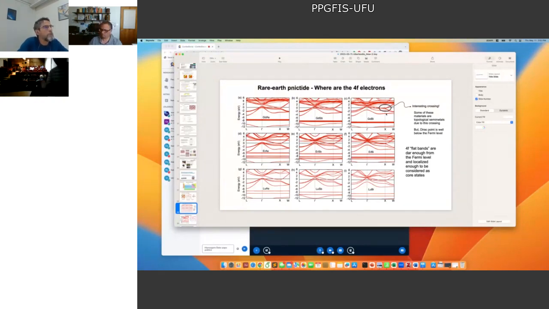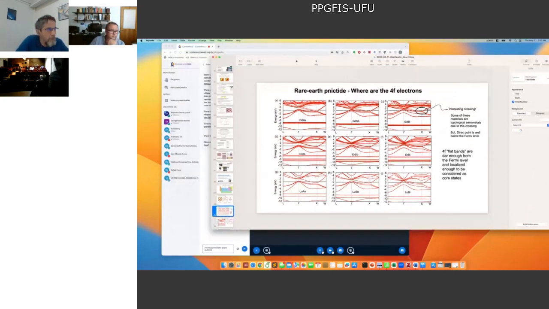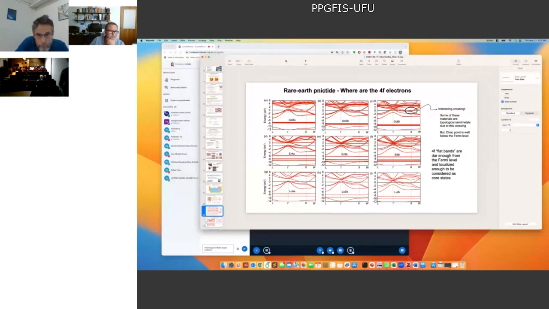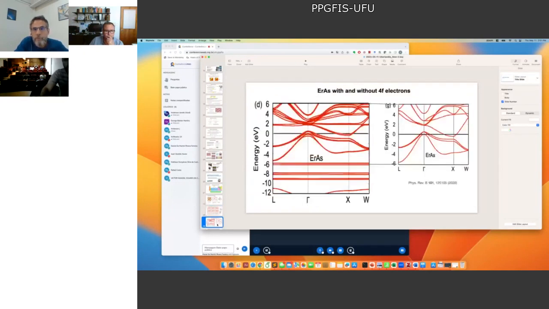Any more questions from the audience in the room? No. I have a question. I understand that in the calculations you didn't consider these flat bands, but there is a lot of interest now in flat bands because of these twisted bilayer graphene results that show strong correlations. Did you try to bring these flat bands closer to the Fermi level by using different pnictides or different rare earths? Do they always stay deep inside the core, or is there any possibility of bringing them closer to the Fermi energy?